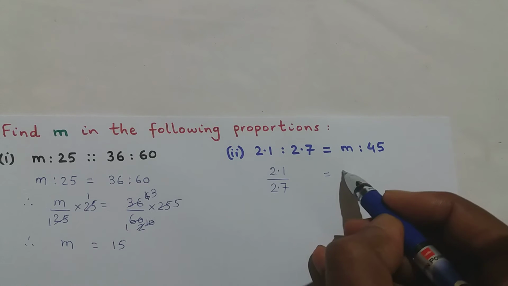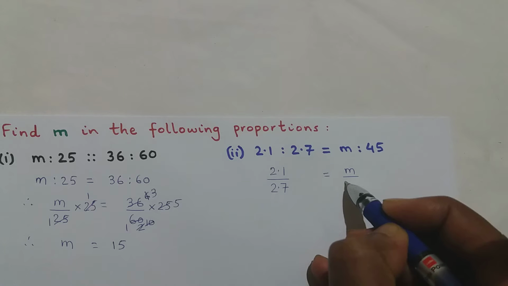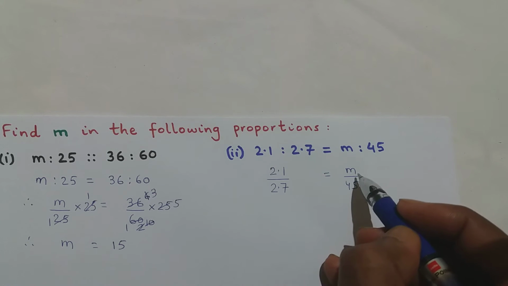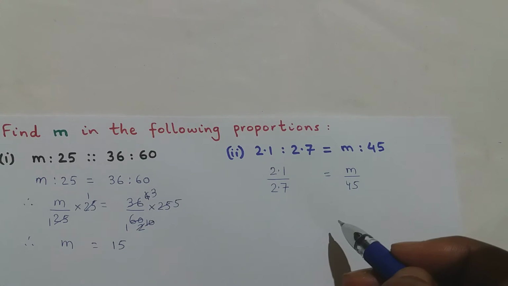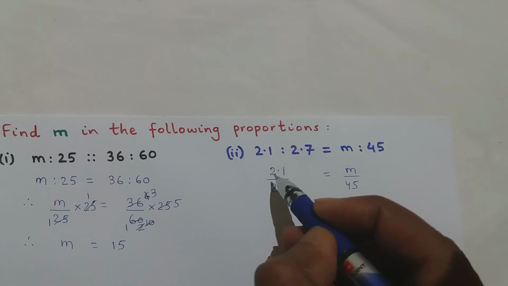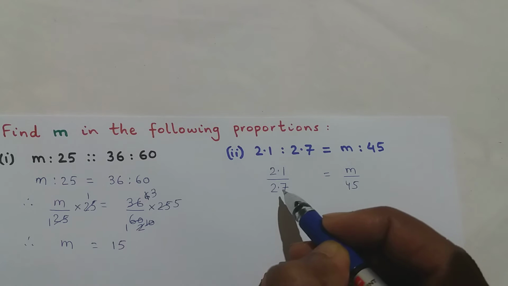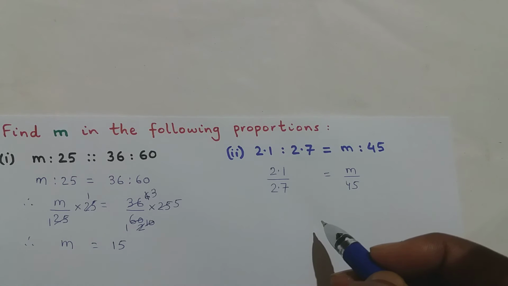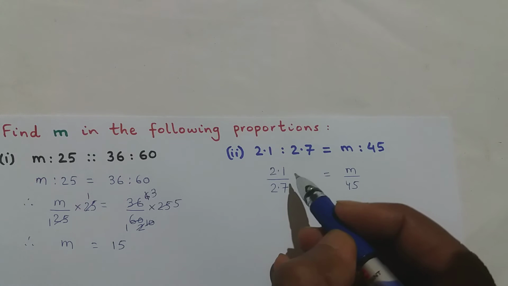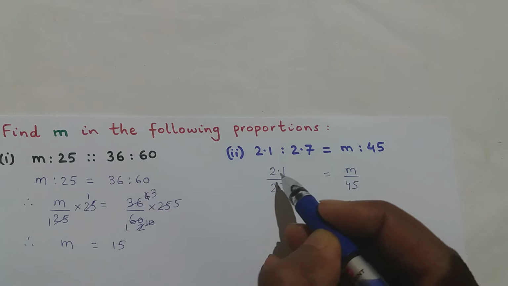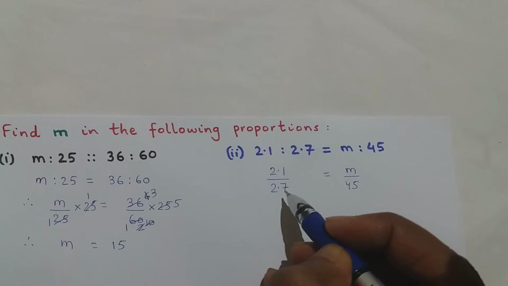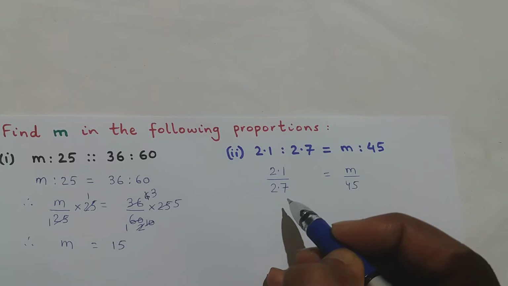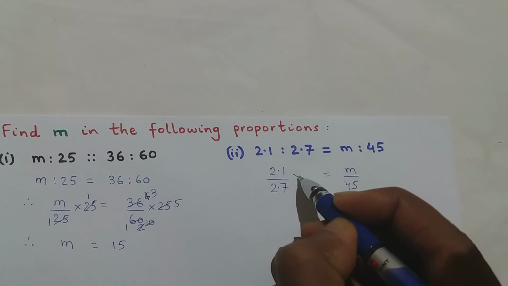Now m is to 45, I can write as m upon 45. So we get 2.1 upon 2.7, that is equal to m upon 45. Now here on the left hand side I have 2.1 upon 2.7. So I will multiply both the numerator and the denominator with 10.